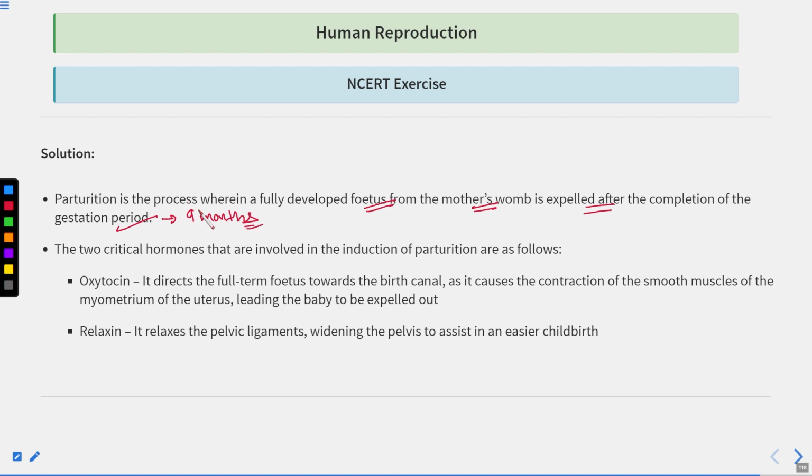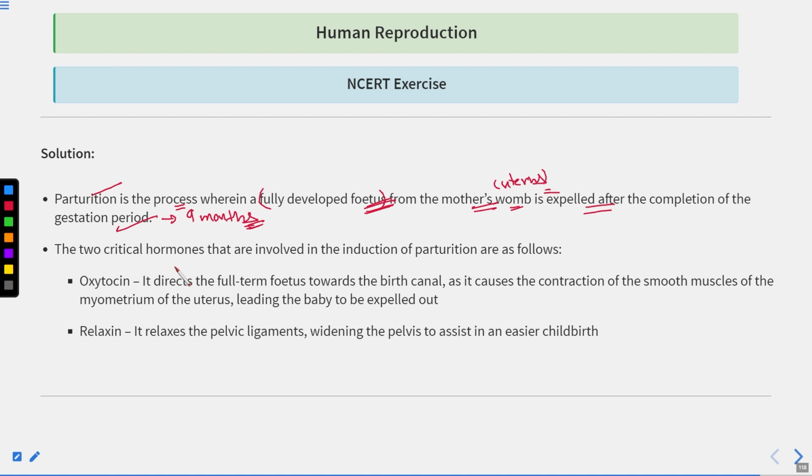All right. So what happens here? Parturition is giving birth to the child. Parturition is the process wherein a fully developed fetus is seen after the 9 months. So giving birth to the fully developed fetus is known as parturition. Clear? The uterus, the womb, is nothing but the uterus.